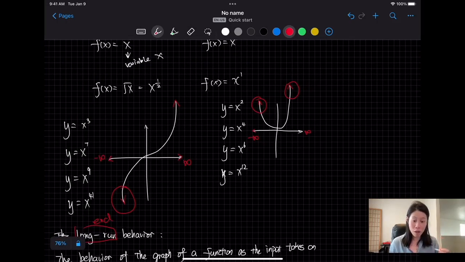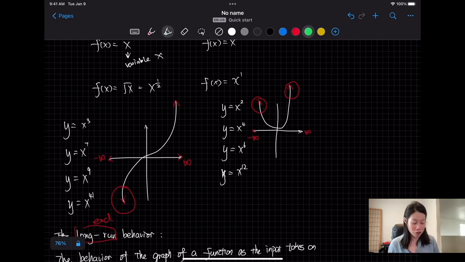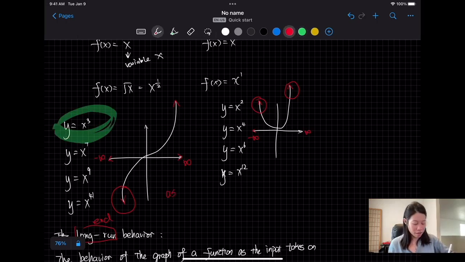For the odd function, the end behavior is going to be similar to y equals x cubed, which means as x goes to positive infinity, goes to the right, y goes up, which is positive infinity. And then as x goes to the left, which is negative infinity, y goes down, which is negative infinity.